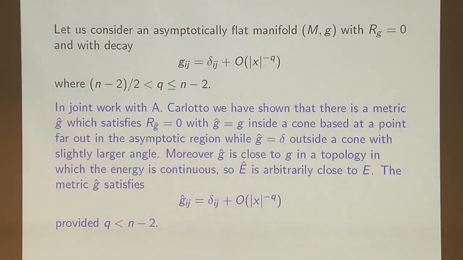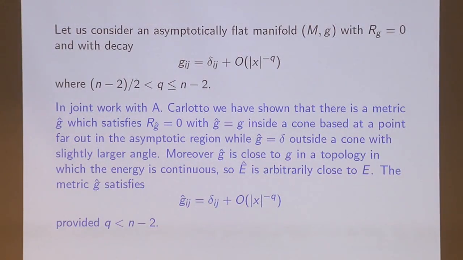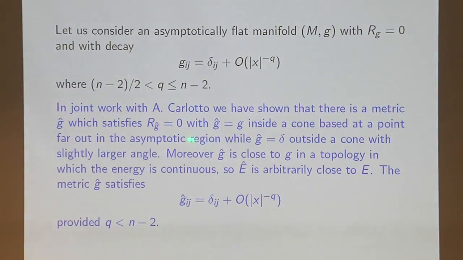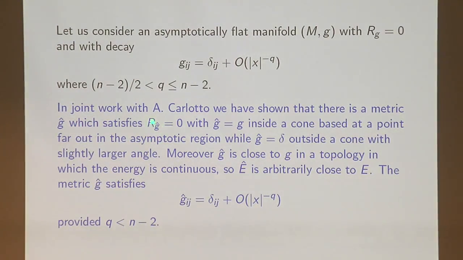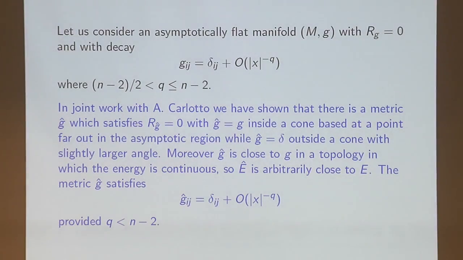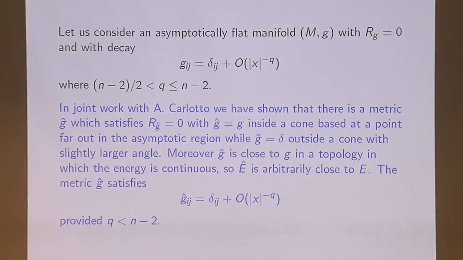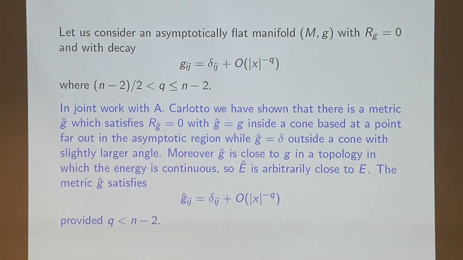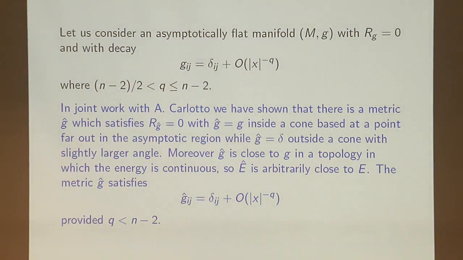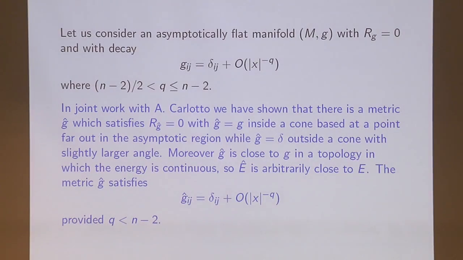In other words, you can construct a new solution, which I'll call g hat. So again, I've only stated the case here of zero scalar curvature. That's the case when the second fundamental form is 0. But we also proved the theorem for the general constraint equations. I just won't mention it here because it's a little more technical.